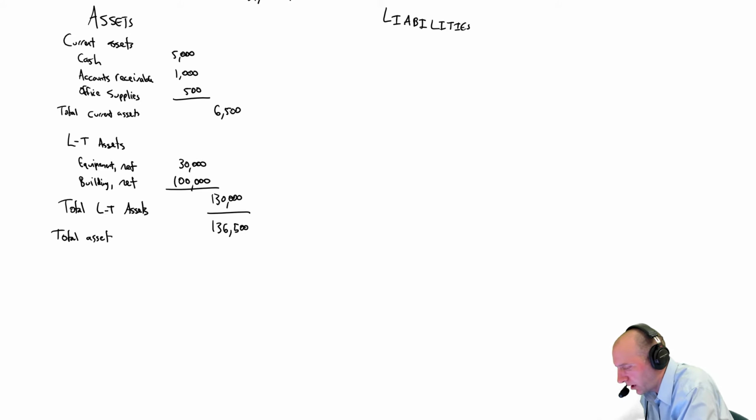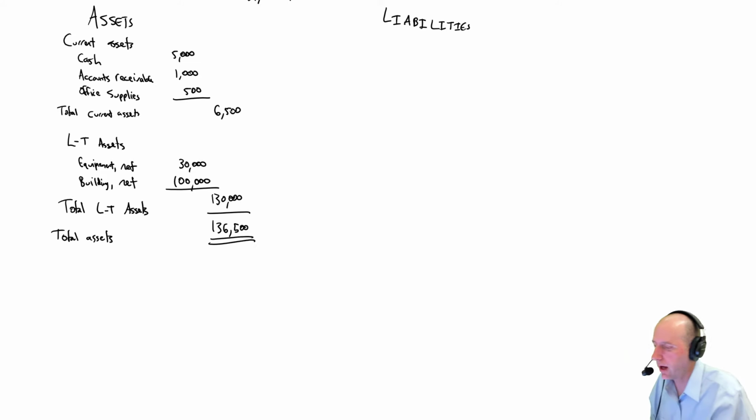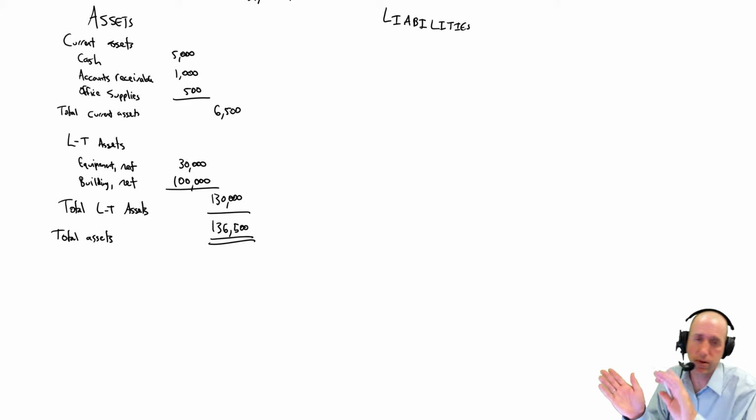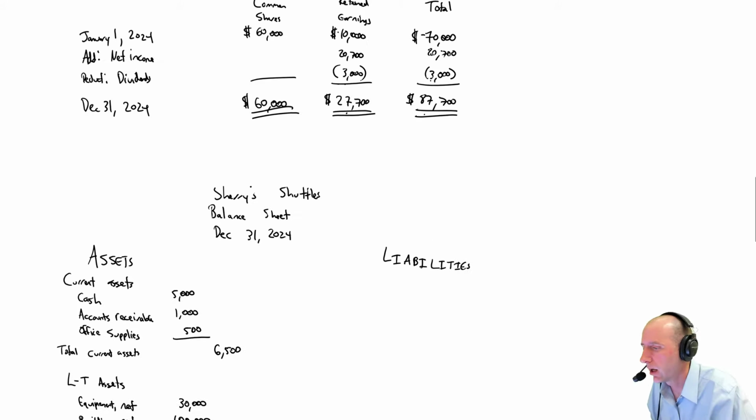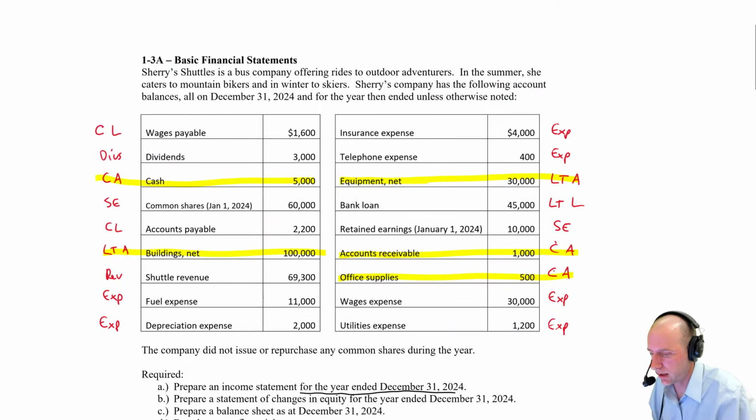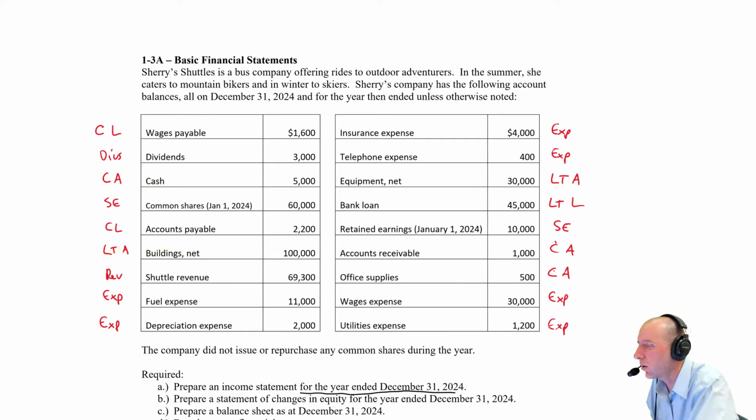Again, I've added my current assets to my long-term assets, 6,500 in current, 130 in long-term, to get a total of 136,500. We've done the left side of our balance sheet. It's time to move over to our right side. So we've done all of our assets. We highlighted them and dealt with them. Let's deal with our liabilities now.